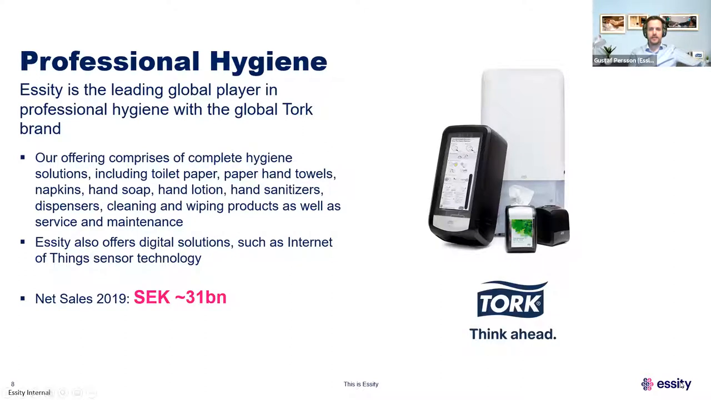And also, like she presented in the video, we also offer digital solutions. So one of those is the EasyCube solution, which uses these Internet of Things sensors. Professional hygiene is, like I said, one out of three business units, and our net sales in 2019 was 31 billion. So divide that by eight roughly, and you get the US dollars.